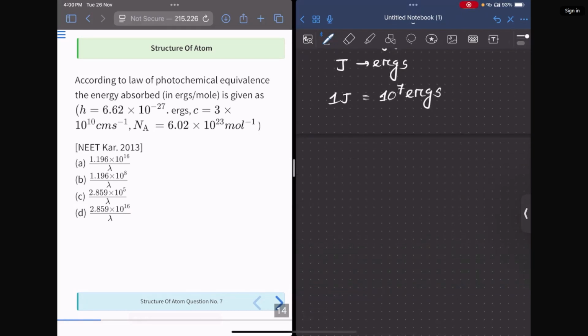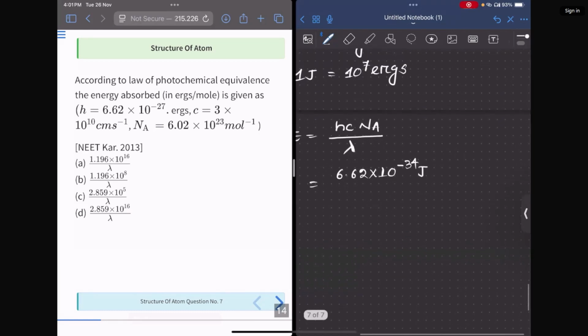So let's put that value in the energy formula. What is the energy formula? Energy is equal to hc Na divided by lambda. Here the H value is 6.62 into 10 to the power minus 34 joule. We have to convert it to ergs, so let's multiply by 10 to the power 7 ergs.